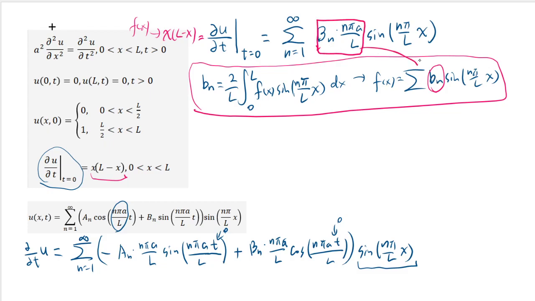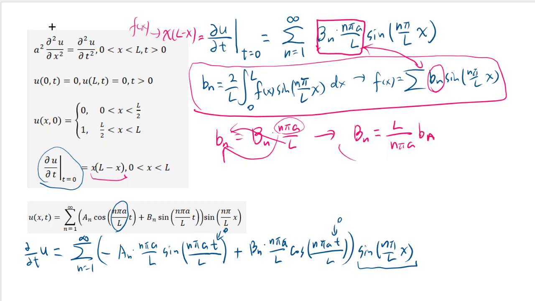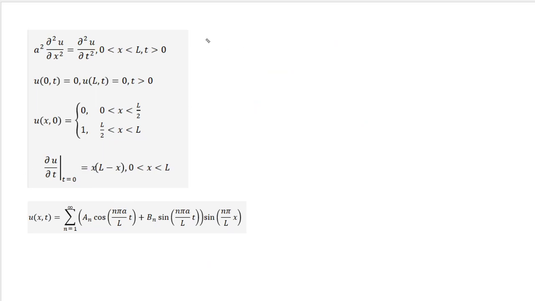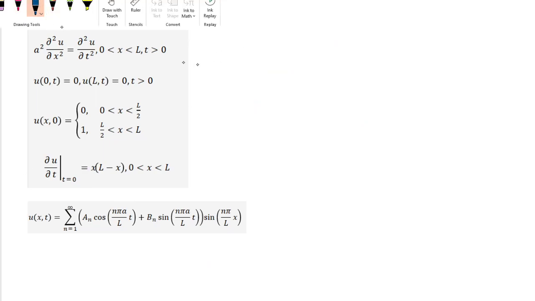So setting these two equal, what you end up with is saying that bn is capital Bn times n pi a over L, so that our capital Bn would be L over n pi a, because you're dividing by this to this side and then multiplying by L to this other side. You end up with L over n pi a, the reciprocal, times Bn. So that's what you have to compute, right? For this function. All right, so let's erase the stuff and then we'll carry on the calculation.